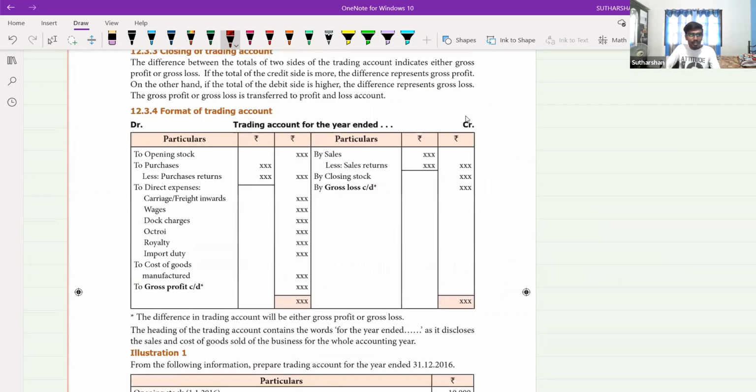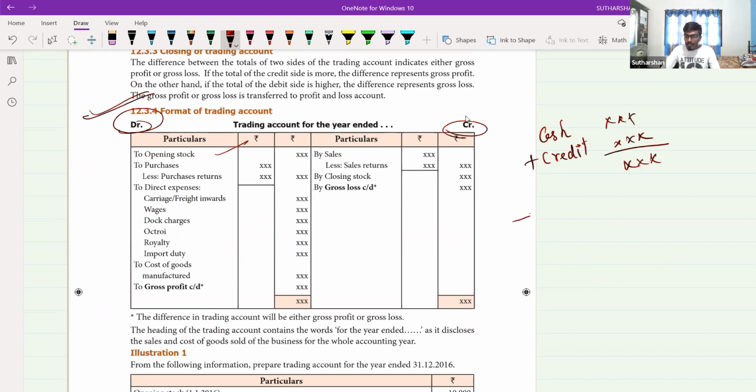Closing stock, this is a format. I am not able to teach you, you already know the format. So debit, credit, opening stock, purchases less. Purchases also include cash purchase plus credit purchase. You have to add these two. From the value that comes from these two, what should we subtract? Less purchase return, subtract it.